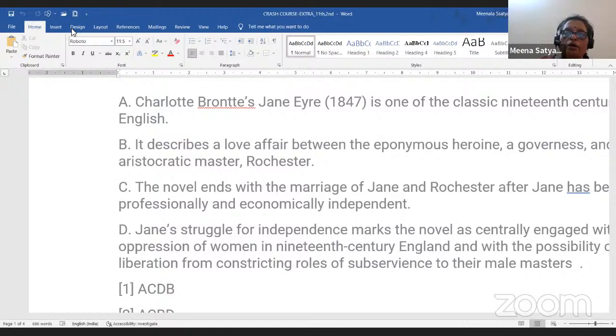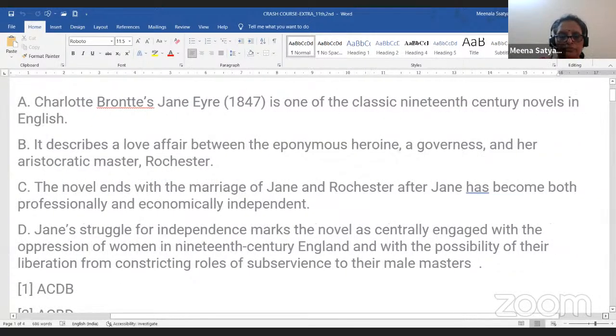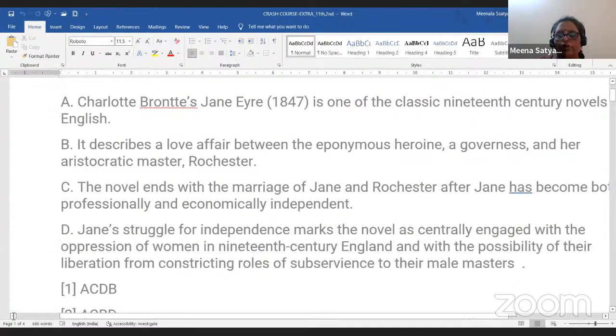Charlotte Bronte's Jane Eyre is one of the classic 19th century English novels. So yes, this is one of the things that we read. It describes a love affair between the heroine, a governess, and her aristocratic master, Rochester. The novel ends with the marriage of Jane and Rochester, after Jane has become both professionally and economically independent. Jane's struggle for independence marks the novel as centrally engaged with the oppression of women in 19th century England and with the possibility of their liberation from constricting roles of subservience to their male masters.